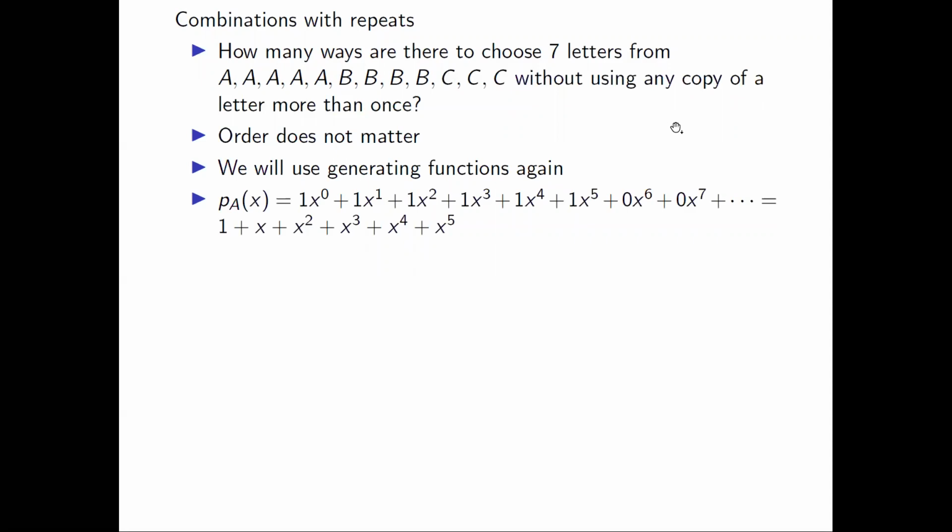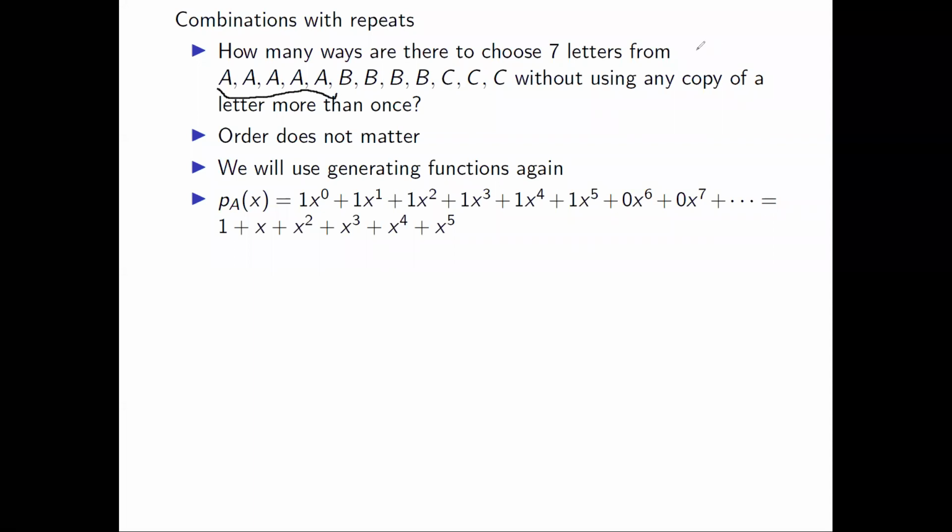We'll define p sub a here. This one is just the polynomial 1x to the 0 plus 1x to the 1 plus 1x squared plus 1x cubed plus 1x to the 4th plus 1x to the 5th. And then the rest of the coefficients after that are zeros. And that's because we have 5 A's.